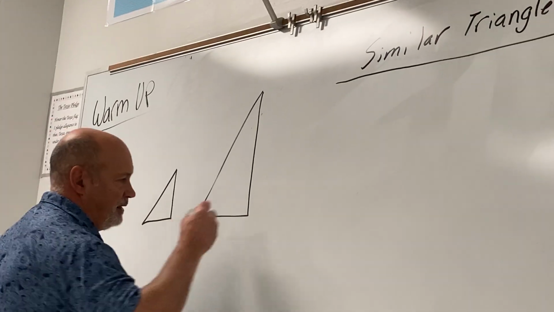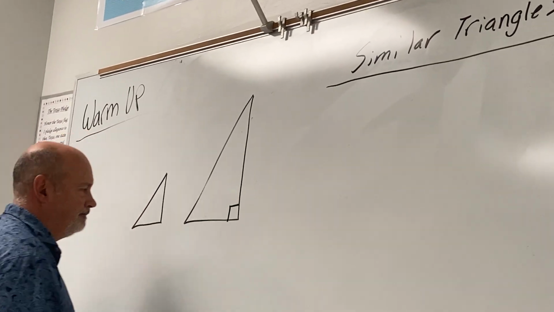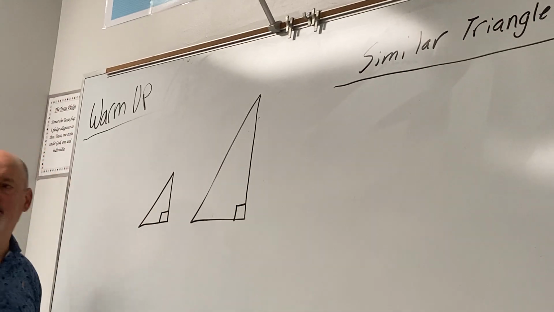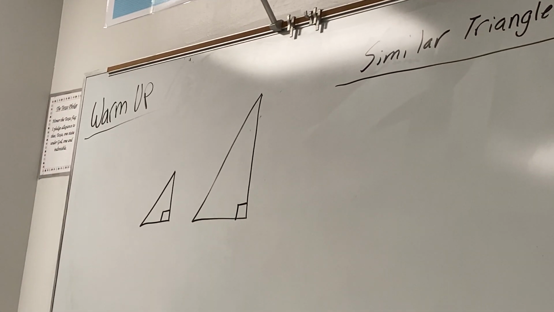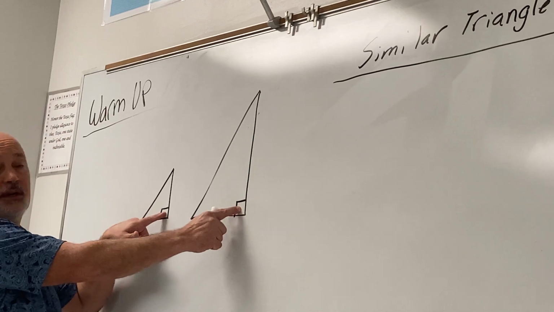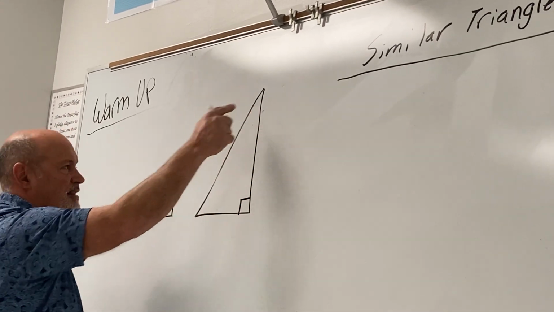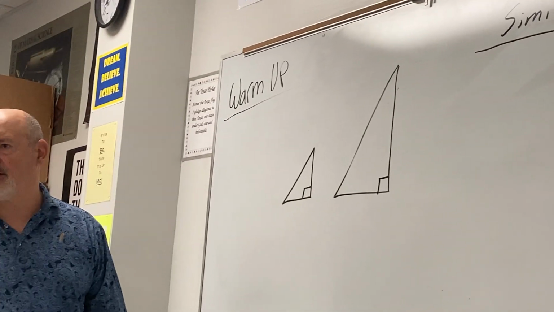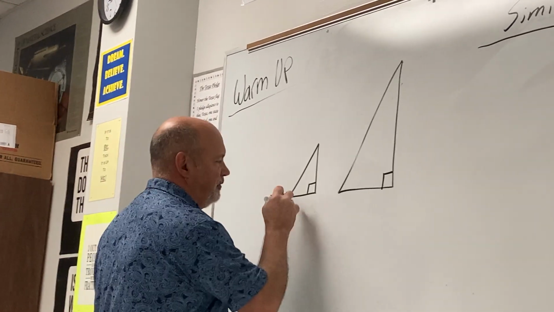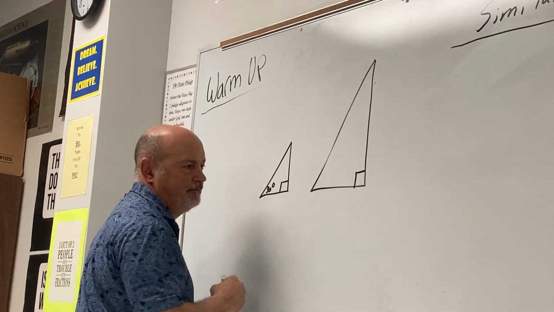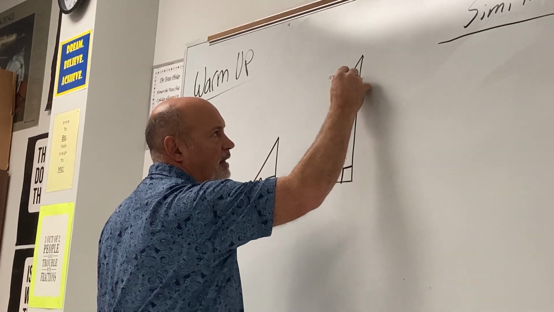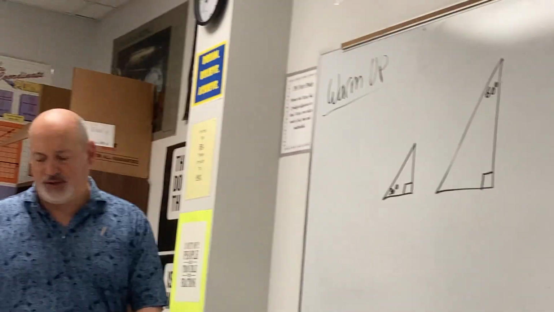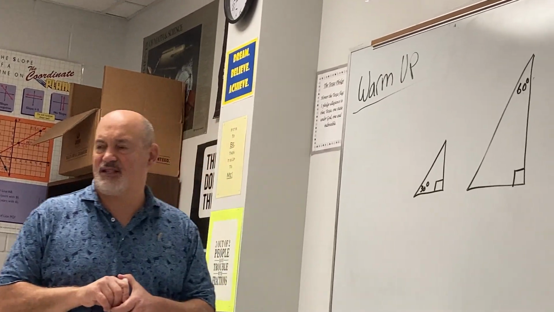So let's start with a 90 here, a 90 here. Can I say that they are congruent or they are similar yet? No. We only know that one of their angles is the same. So if I can prove that angle's the same as that, or that angle's the same as that, then we're in business. Are you with me? What if we put 30 degrees here and 60 degrees here? What can we do to prove if they are similar?